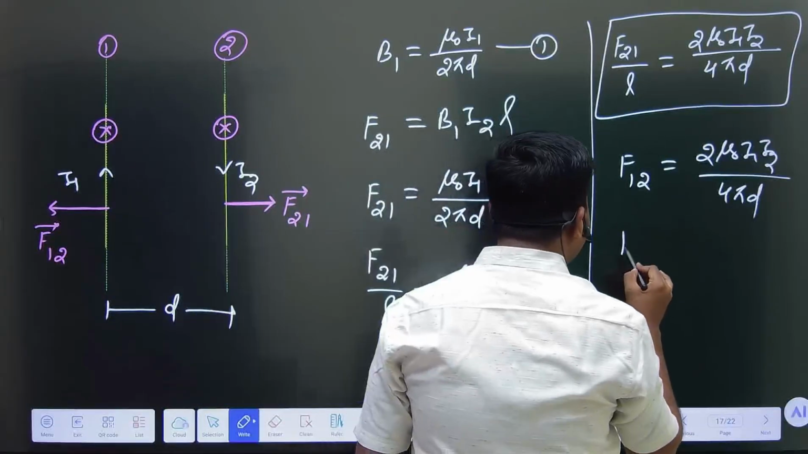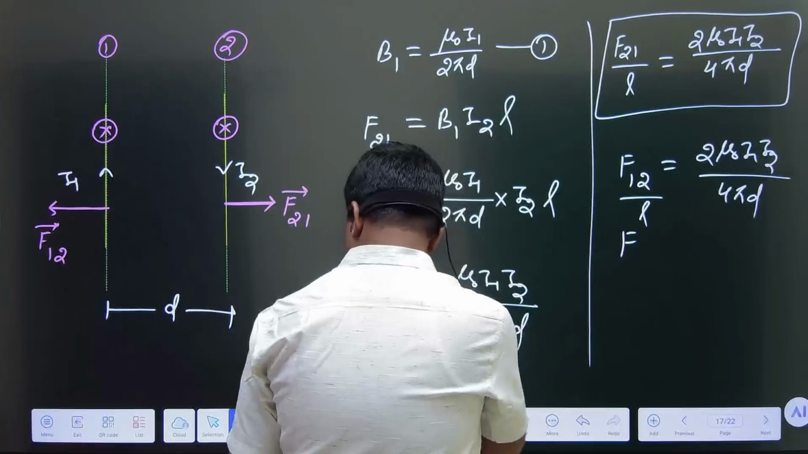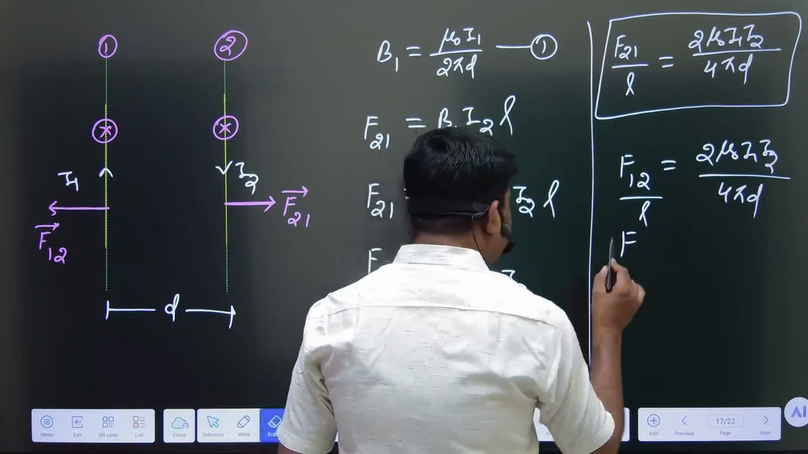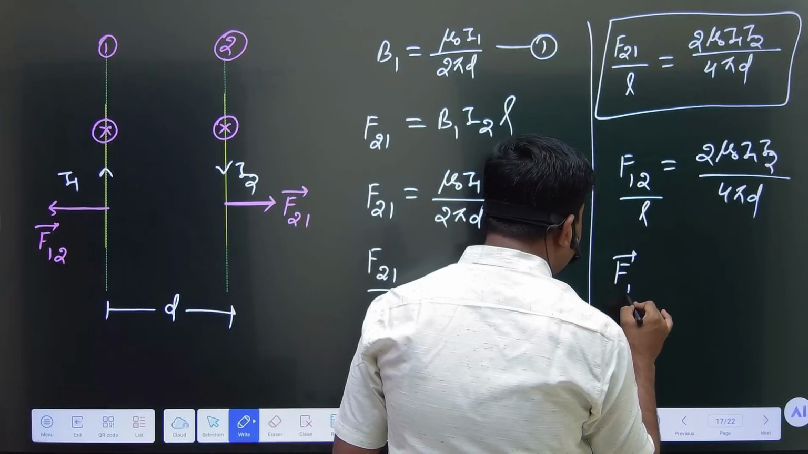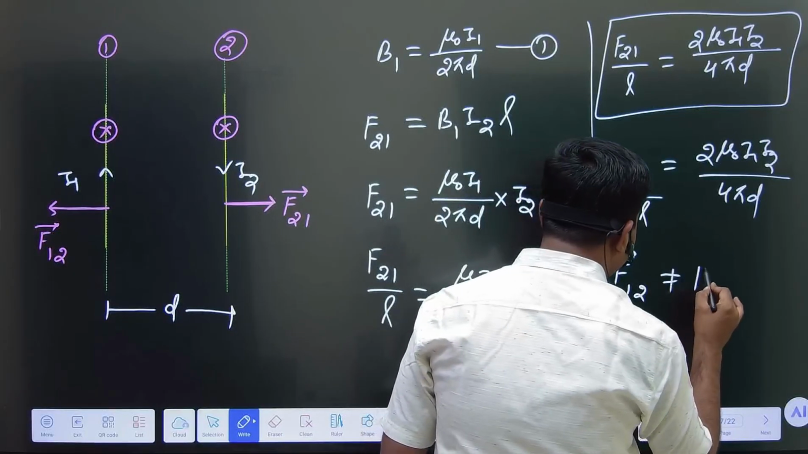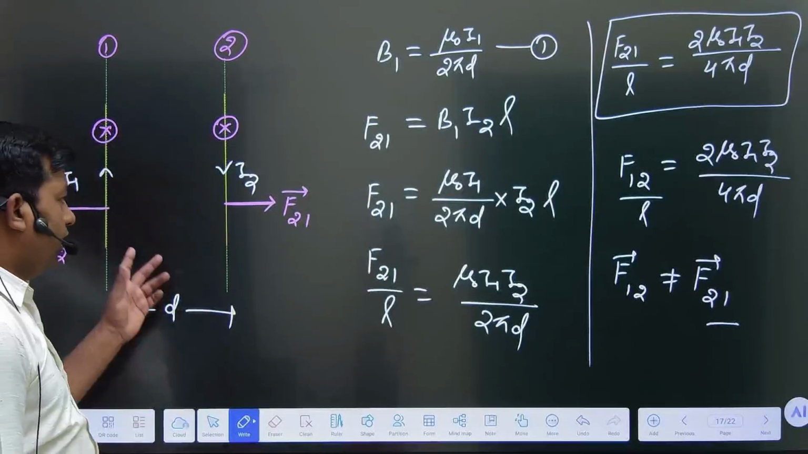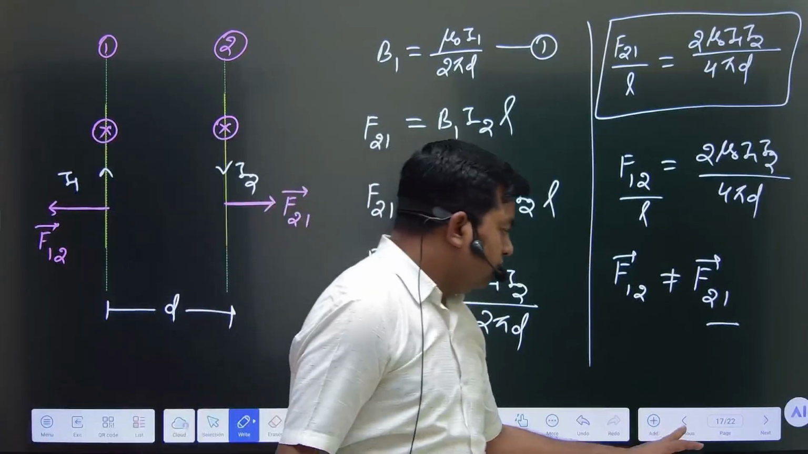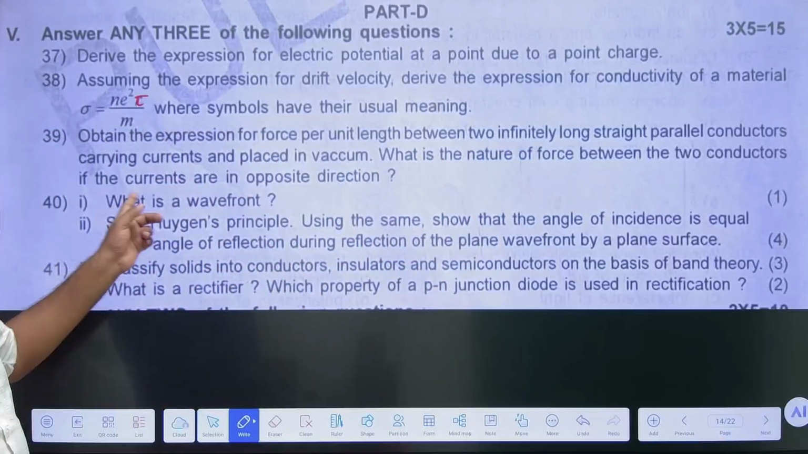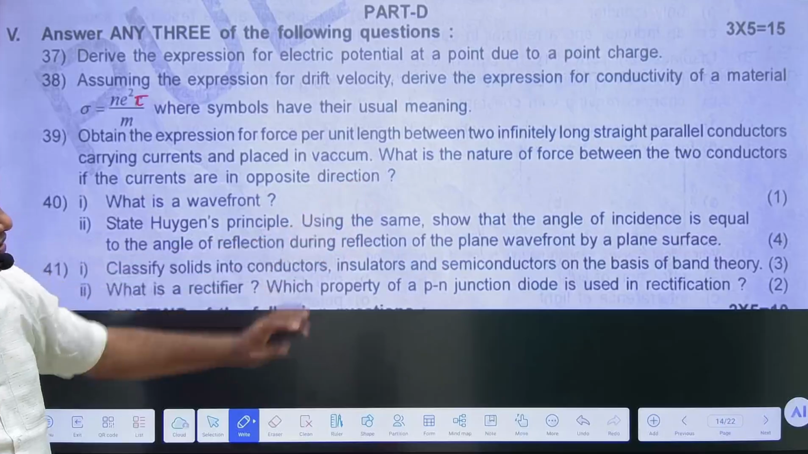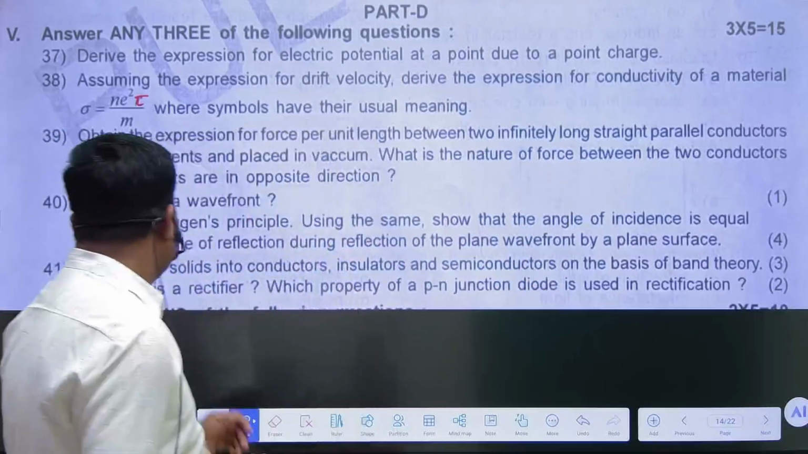So in vector form we write the value of force per unit length. F vector 12 is not equal to F vector 21. Both the forces are equal in magnitude but opposite in direction. Clear to you? Then we calculate the force per unit length on the conductor. So with current in opposite direction, what is the nature of force? Equal in magnitude, opposite in direction.